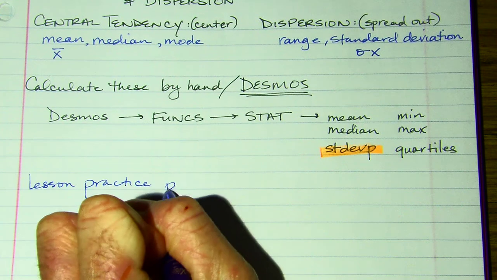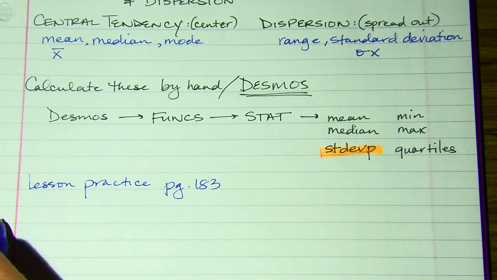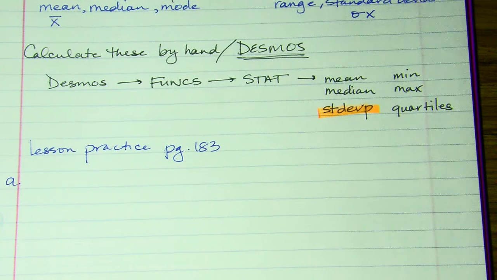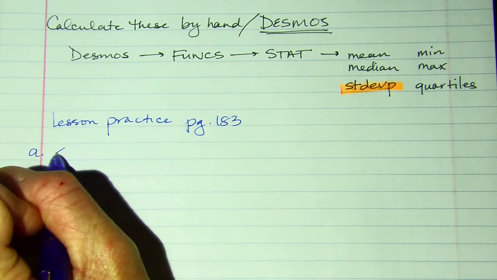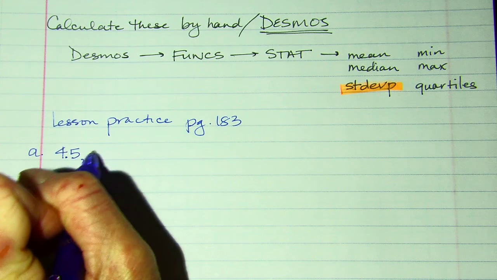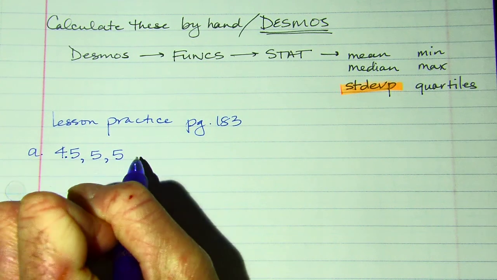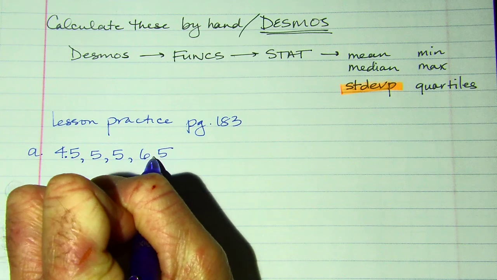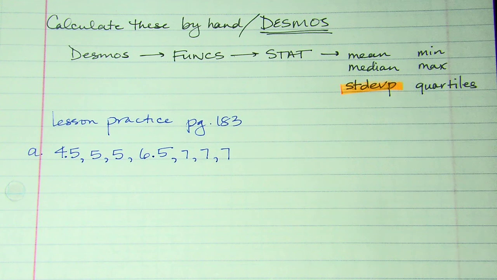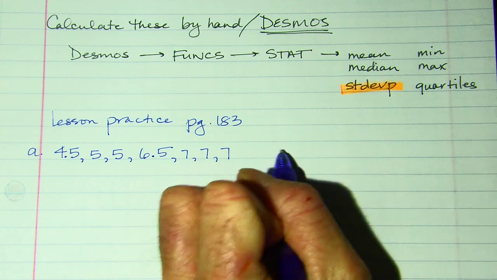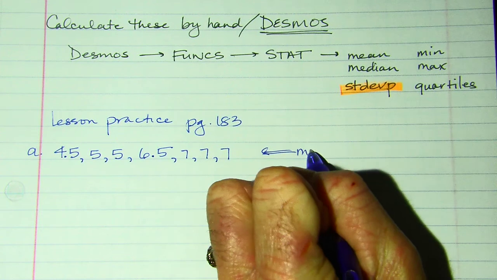Which is on page 183, and have your Desmos app open, just like I do. All right, so in part A, it gave us our data: 4.5, 5, 5, 6.5, 7, 7, 7. Now, really important when you do this, if you're really going to do this by hand, these numbers must be in numerical order.